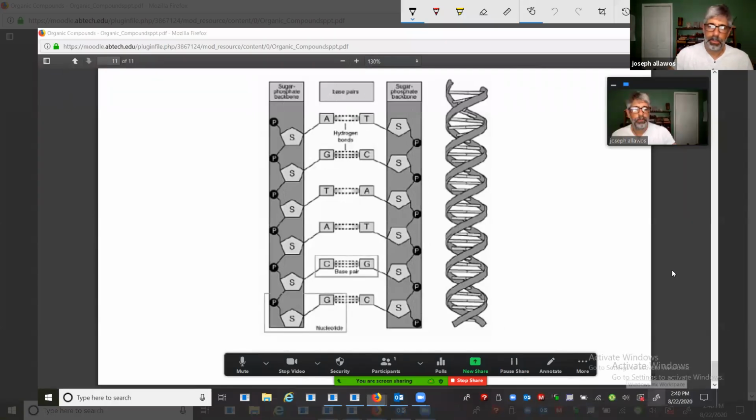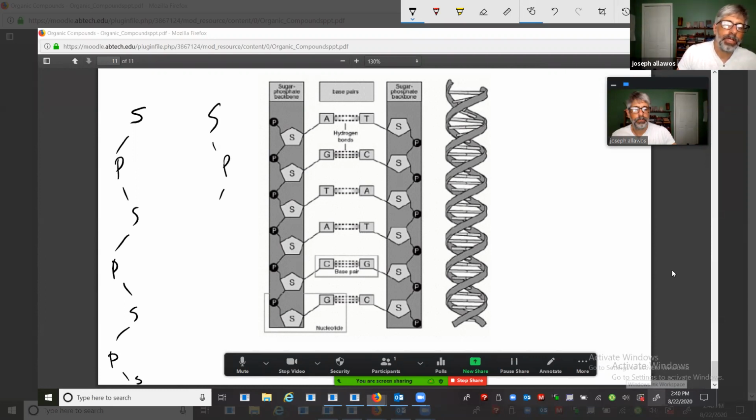So how is DNA put together? Well, you can think about it like a ladder. And the sides of the ladder are the sugar, phosphate, sugar, phosphate, sugar, phosphate groups. Okay, so you have those on either side.